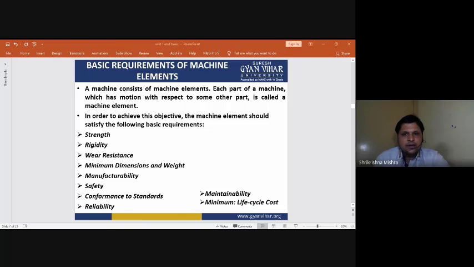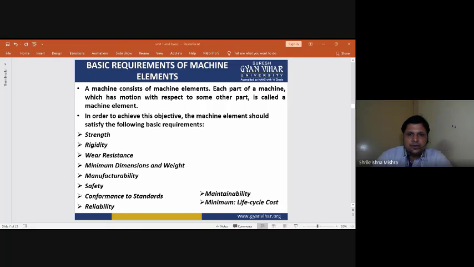The designer should assume the worst possible condition and apply fail-safe. This I have already told you. Now, the other point is conformity to standard. It means there should be some standard used. A machine part should conform to the national or international standard, covering its profile, dimension, grade, and material.